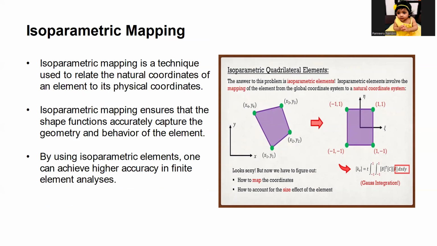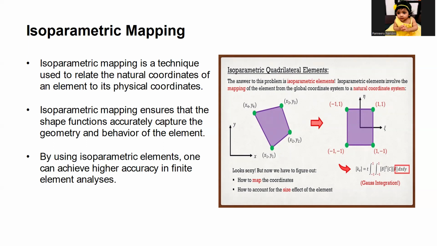Isoparametric mapping. Isoparametric mapping is a technique used to relate the natural coordinates of an element to its physical coordinates.